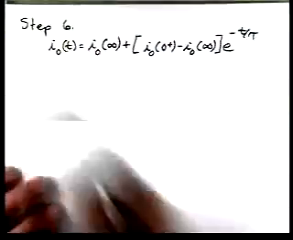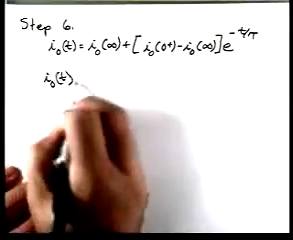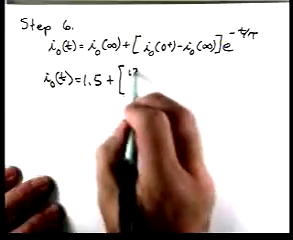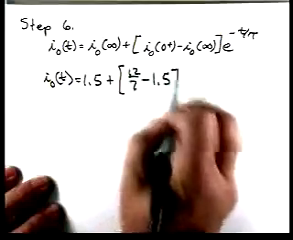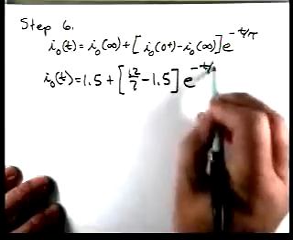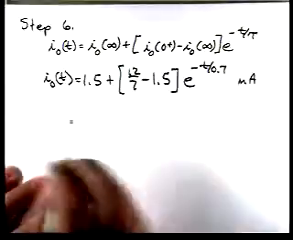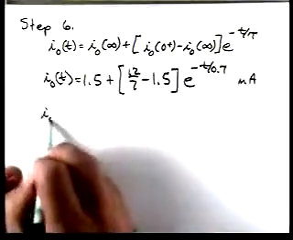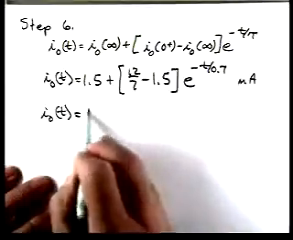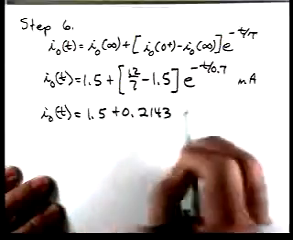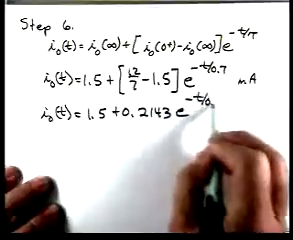And then the final step in our solution is we know the form of the solution. That's just a matter of plugging in. So now we have 1.5 plus 12 over 7 minus 1.5, e to the minus t over 0.7 milliamps. So then I0 of t is 1.5 plus 0.2143 e to the minus t over 0.7 milliamps.